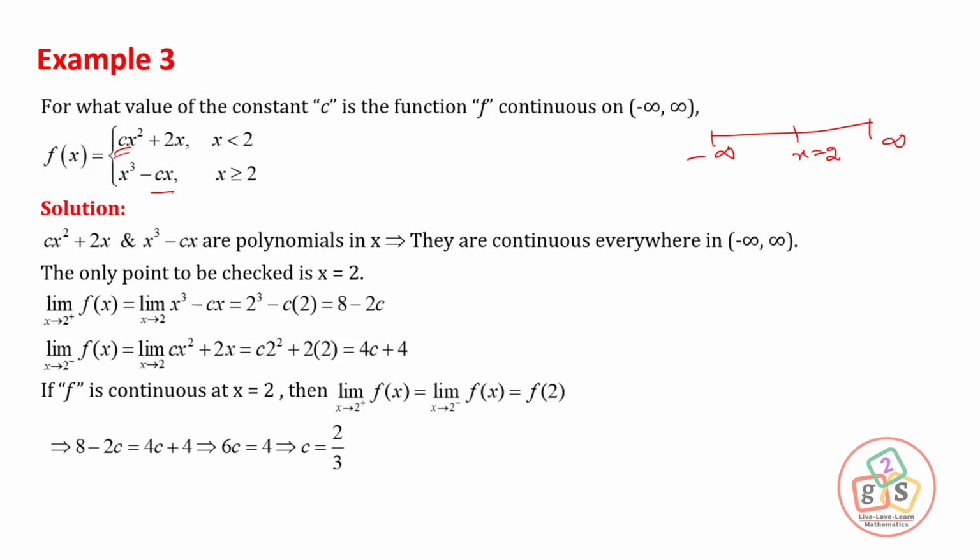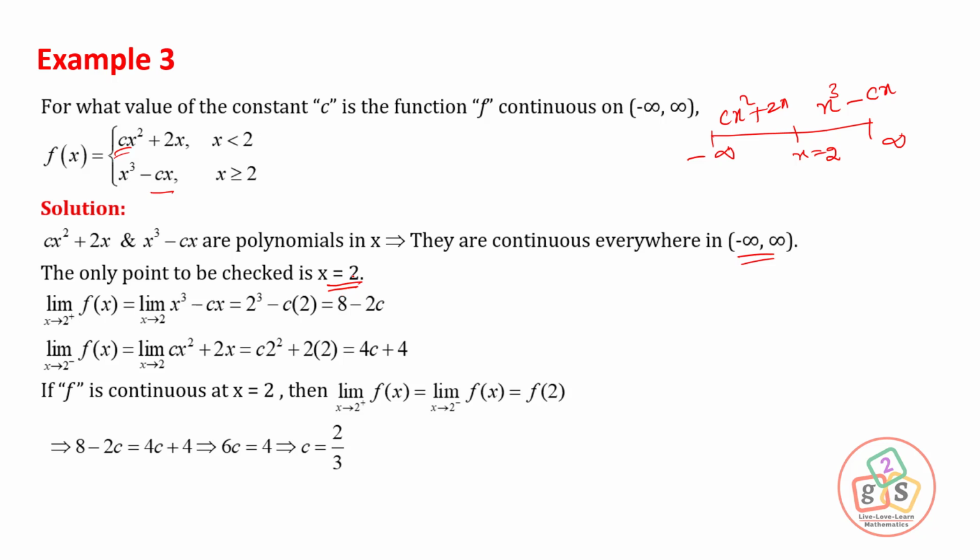So if x is less than 2, what we have? cx square plus 2x. Above, if x is greater than or equal to 2, what we have? x cube minus cx. So the function is continuous everywhere, and we have to find the constant value c. Now these two are polynomials, right? cx square plus 2x and x cube minus cx are polynomials in x. Therefore they are continuous everywhere on the real line. In particular, the function is continuous at x is equal to 2 also, because f is given to be continuous on the whole real line.